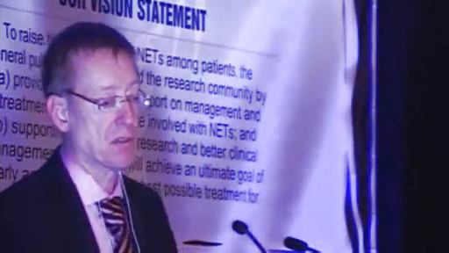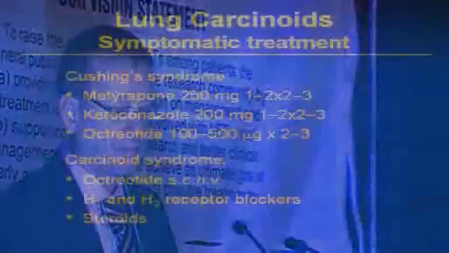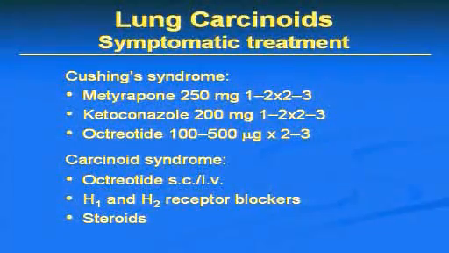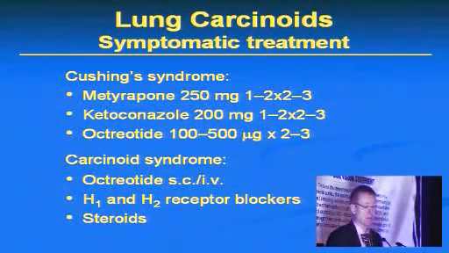The symptomatic treatment consists of, in Cushing syndrome, metyrapone, ketoconazole, and octreotide. The carcinoid syndrome is treated with octreotide, SC or IV, histamine 1 and 2 receptor blockers, steroids, and some patients with very severe carcinoid syndrome or atypical carcinoid syndrome may require interferon as symptomatic treatment.